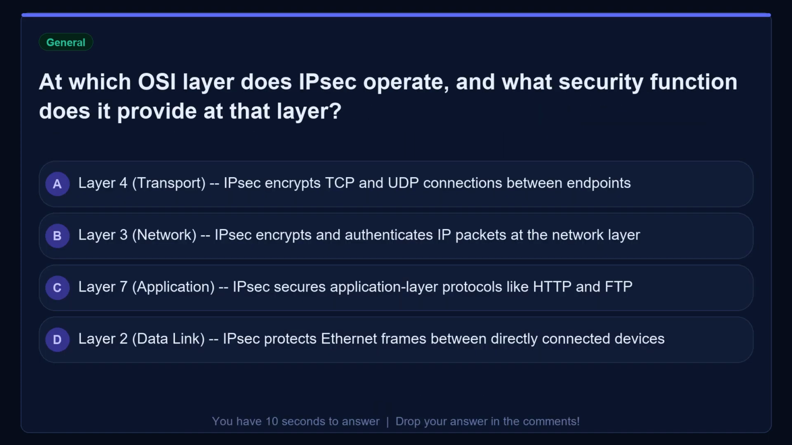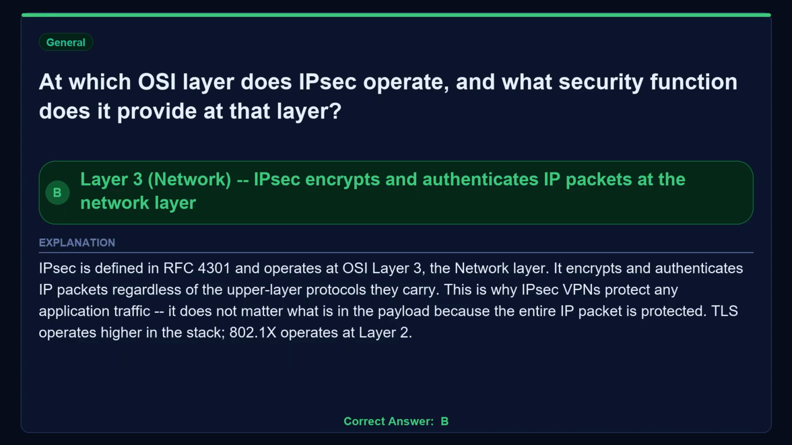At which OSI layer does IP security operate, and what security function does it provide at that layer? The correct answer is B, Layer 3 network. IP security encrypts and authenticates IP packets at the network layer.